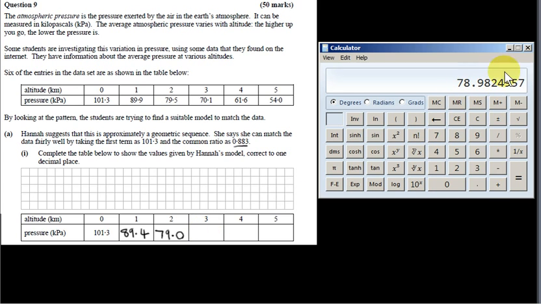And we continue on, so now we multiply this number by the common ratio, which is 0.883, and we write this down to one decimal place. I'm sorry, I made a mistake there. We write this number down to one decimal place, we get 69.7. And so on, we continue on to fill up this table.